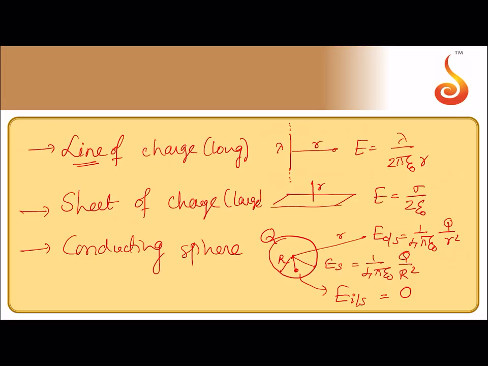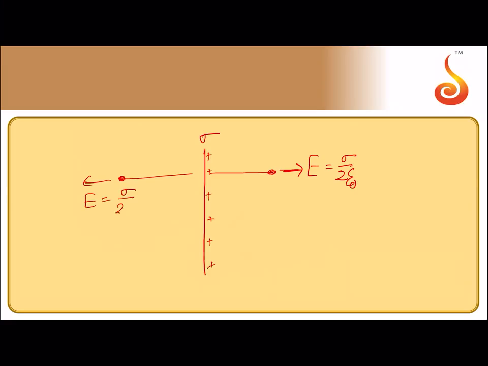Now remember, these three cases can be converted into various results. For example, I'll take up a very simple case. Let's try to understand. Imagine you have a large sheet of charge. Now what is the electric field at this point? If it is carrying positive charge, the electric field here is away from it and has a value sigma by 2 epsilon naught. What if I consider the point here? Again the same story. The electric field is sigma by 2 epsilon naught.